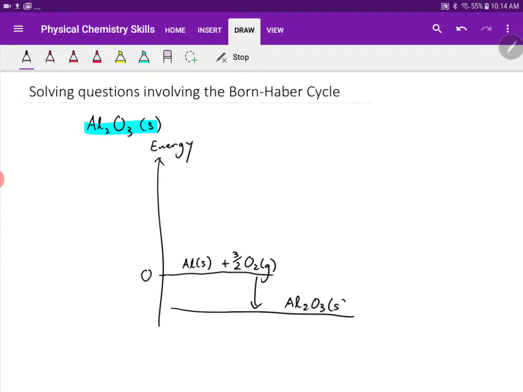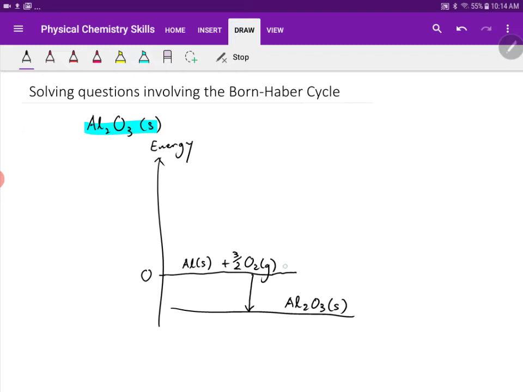Al2O3 solid. One thing for you to note, please connect the arrows and the lines to the horizontal lines themselves. And of course, it is important for us to use a ruler. Do not follow my example over here. In order for you to tackle Born-Haber cycle questions, you need to remember a series of steps. It is just algorithms, but there are tiny little details that you need to take note of.